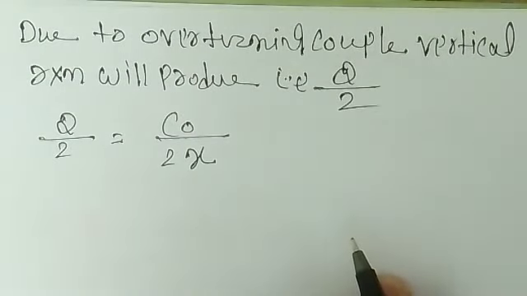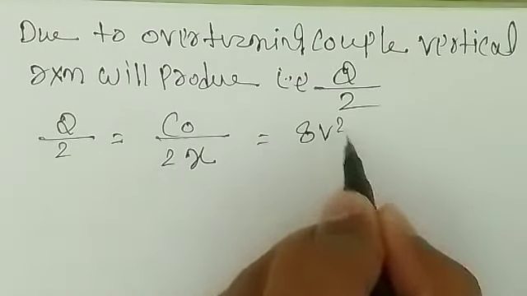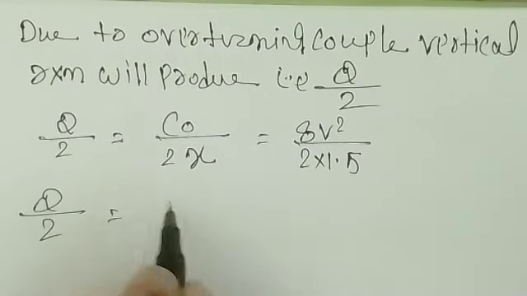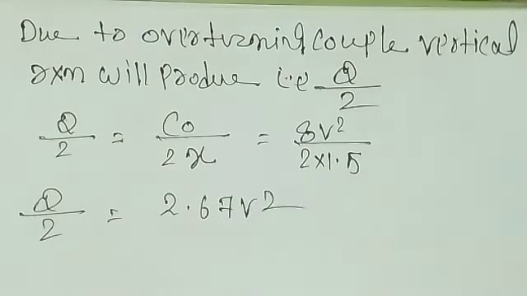So C naught we already got, that is 8 V square. So here you have 8 V square by 2 into 1.5. So Q by 2 you got, which is 2.67 V square. So we got the road reaction over each wheel due to the weight of the vehicle, the vertical reaction due to the gyroscopic couple, as well as the vertical reaction due to the overturning couple.